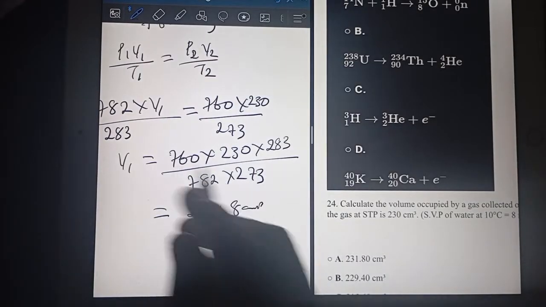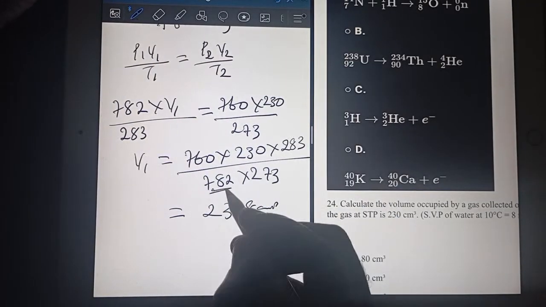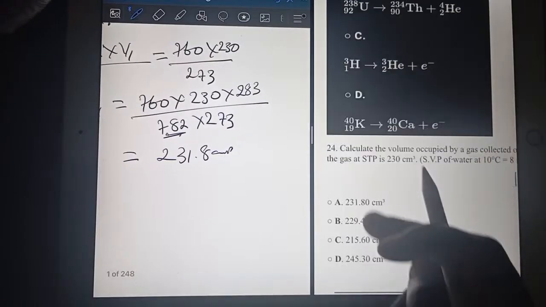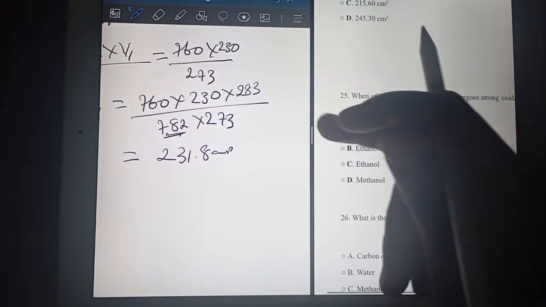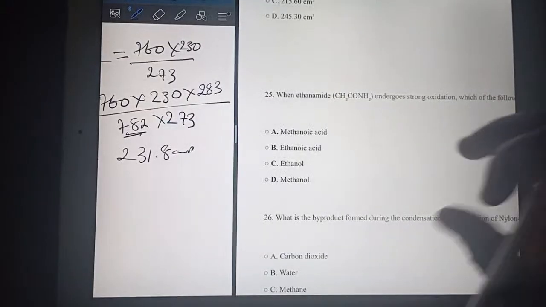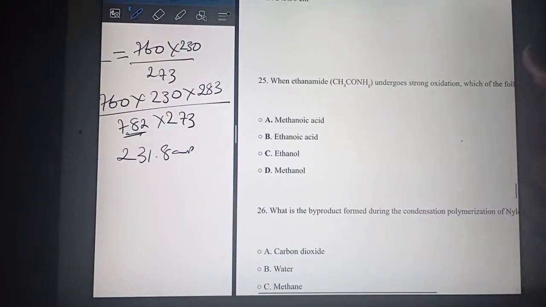But if you use 790 here, you will get 229, which is option B. I purposely did it that way. JAMB also does that. We wouldn't say it's wickedness. That's why if the answer is option A, look well before you conclude.